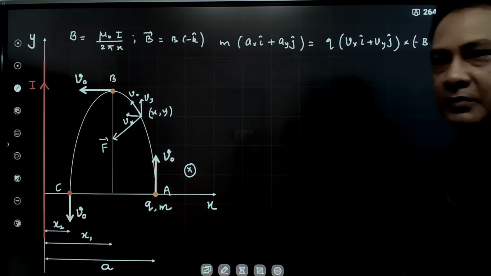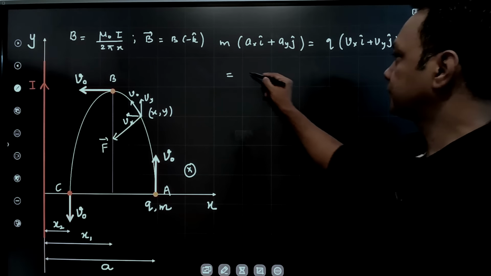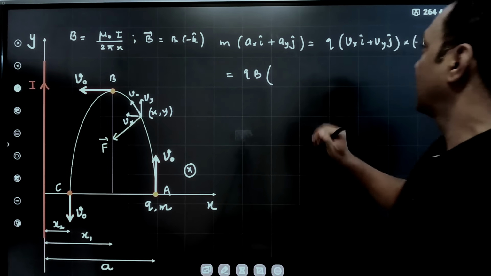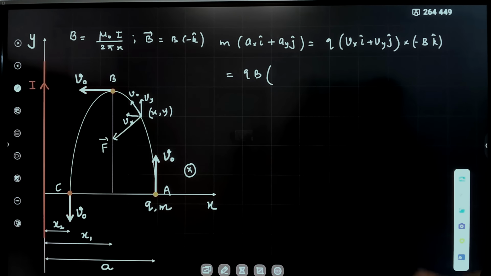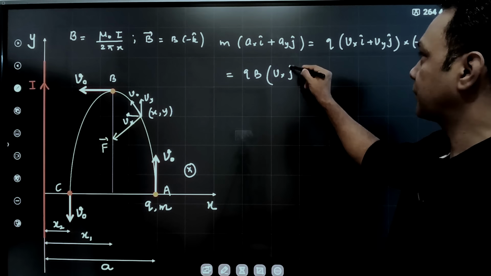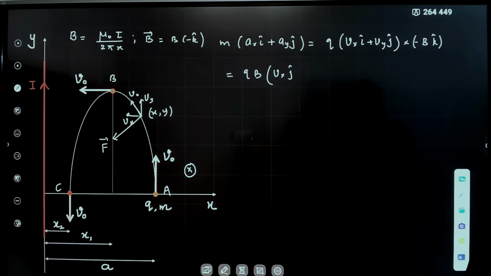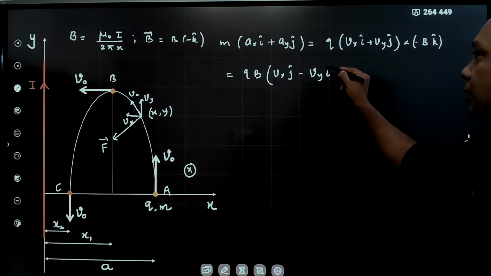Just simplify these things. So simplifying this would be qB, taken here, times Vx i cap cross minus k cap. B I have taken here. So minus i cap cross k cap is j cap, and there is a minus, so Vx j cap. And this part, Vy into B, j cross k is i, and there is a minus, so that is minus Vy i cap.